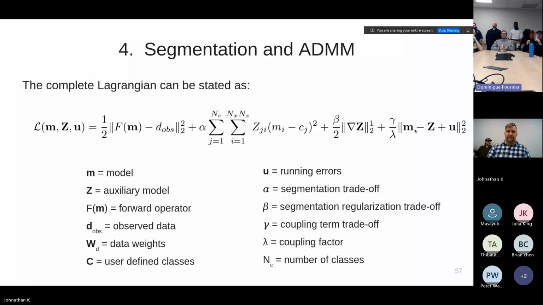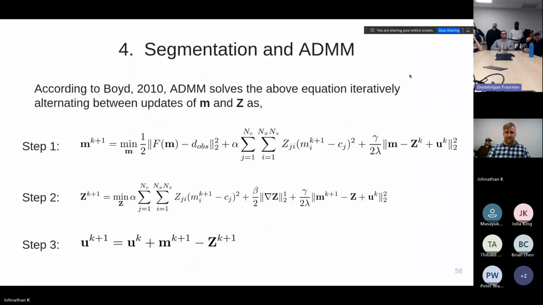What's also included here is this U, and this U is another term that couples the errors between the two spaces. So according to Boyd, in his 2010 paper, the ADMM solves this equation iteratively, alternating between the two spaces. So it looks like maybe I've made a lot more work for myself now. Now I'm solving two steps. Well, there's three steps here, but I'm solving two objective functions in a sense.